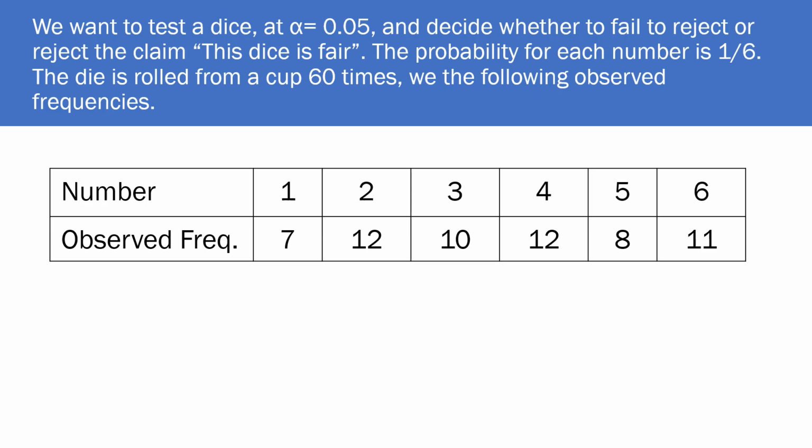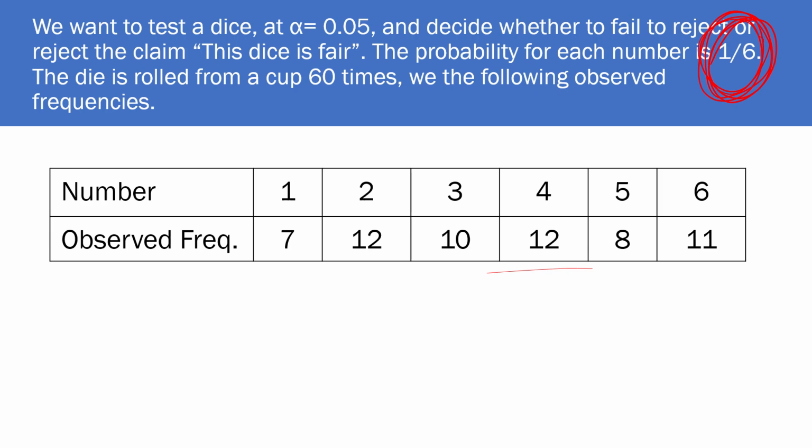Okay, even though the chi-square is really easy, sometimes it can be a little bit tricky, because what happens is your expected frequency is the same for all of your observed frequencies. So let's do an example of that. So we want to test a dice at alpha 0.05 and decide whether to fail to reject or reject the claim that the dice is fair. So the probability for each number is 1/6. Keep that in mind. The die is rolled from a cup 60 times, and we have the following observed frequencies.